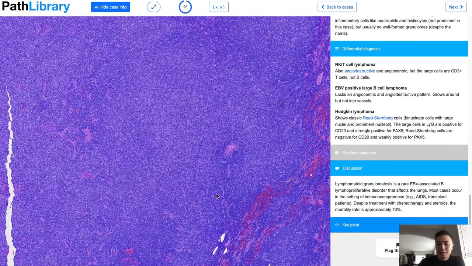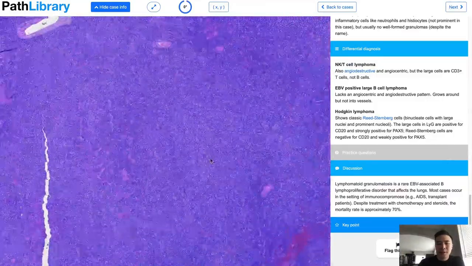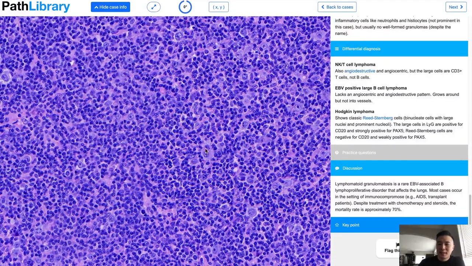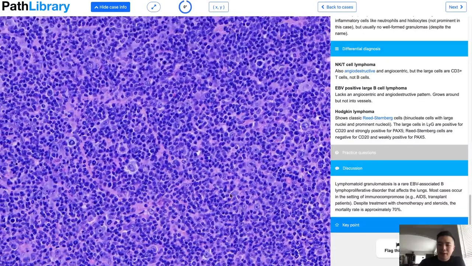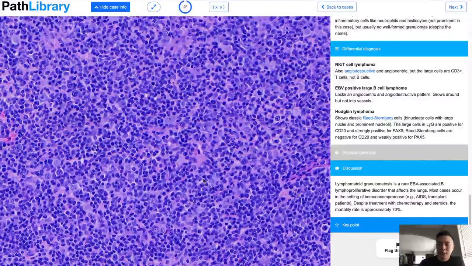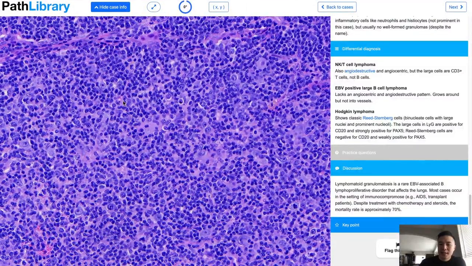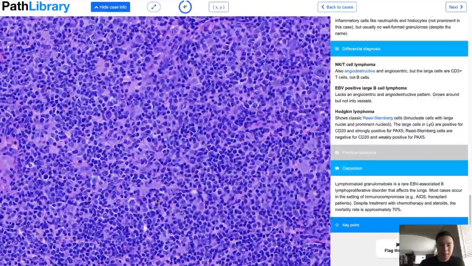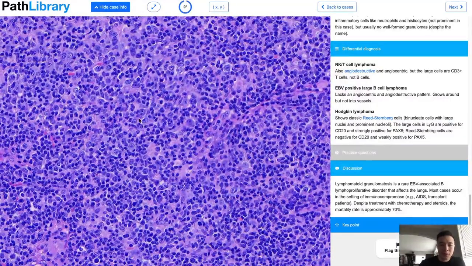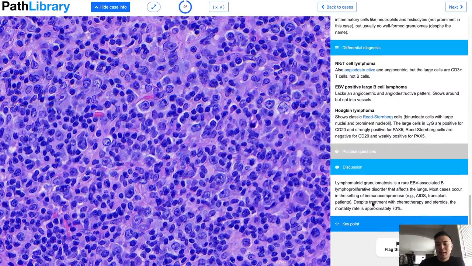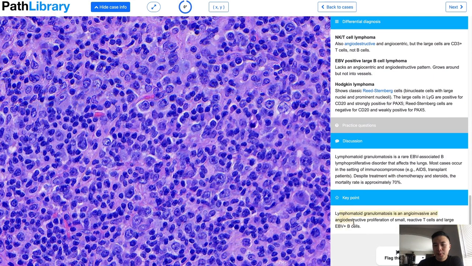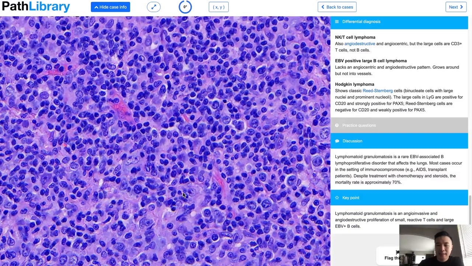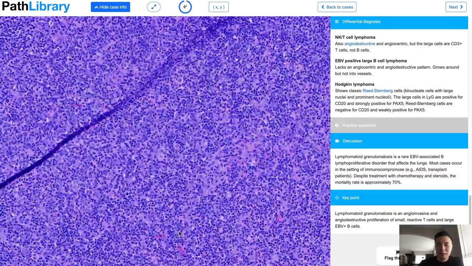So discussion, lymphomatoid granulomatosis is a rare EBV-associated B lymphoproliferative disorder that affects the lungs. Most cases occur in the setting of immunocompromised patients, AIDS, transplant patients. Despite treatment with chemotherapy and steroids, the mortality rate is approximately 70%. I did not know how bad of a prognosis this was, actually. Lymphomatoid granulomatosis is an angioinvasive and angiodestructive proliferation of small reactive T cells and large EBV positive B cells.